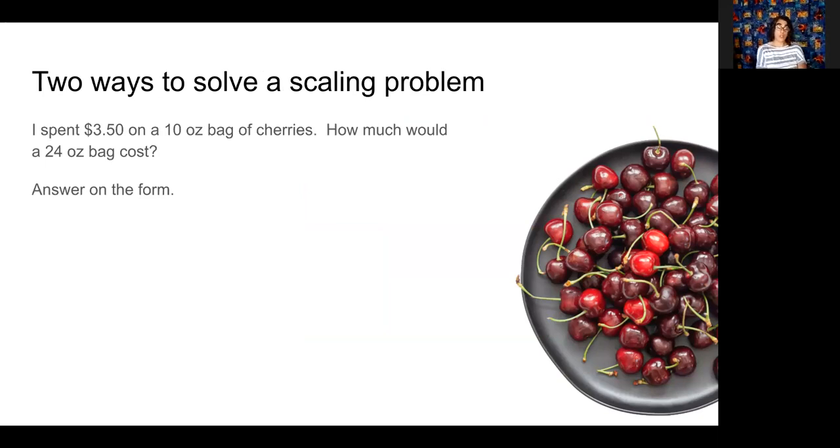So I just wanted to look fairly quickly at two approaches you can take to solve a scaling problem. So let's say I was buying cherries and I spent $3.50 on a 10-ounce bag of cherries. How much would a 24-ounce bag cost? Do the calculation here and give me your answer on the form. And remember, I'm confused is always a fair answer.